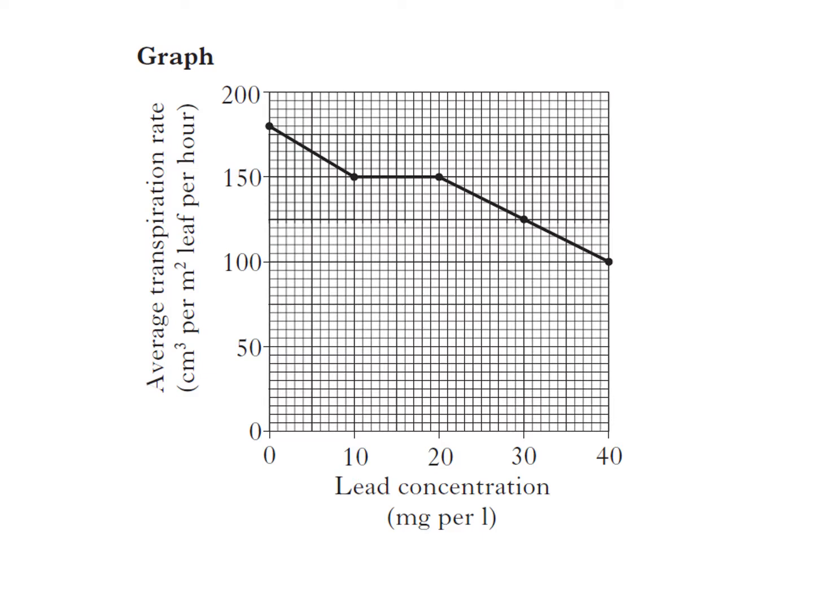So graph 1, we have the average transpiration rate in centimetres cubed per metre squared of leaf per hour. So that's how much water is coming out from a given area over the leaf surface. It's a reasonably nice scale. This is going up in ones, 1 meg per litre. This is going up in fives. So these scales are not too bad, and then we've just got a line that we're working from.